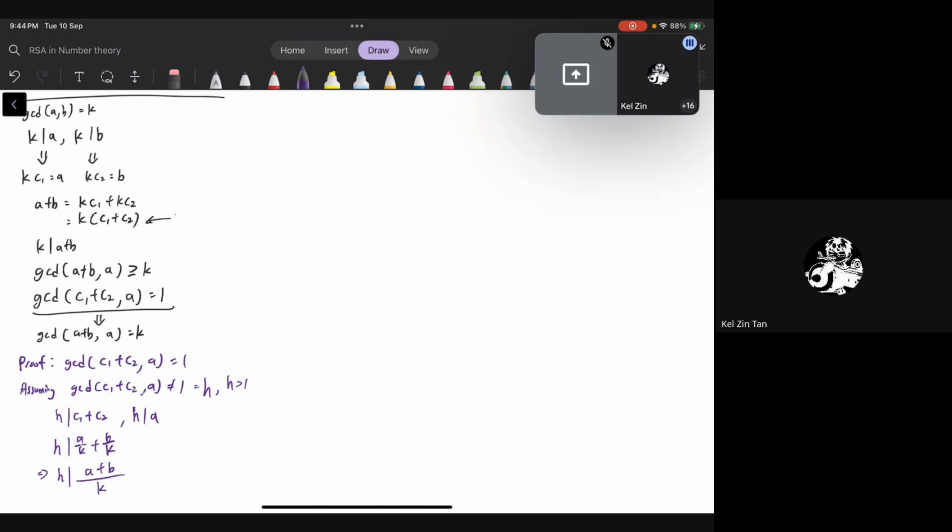I recall the way to prove it is that you need to exploit the fact that K is the greatest common divisor.